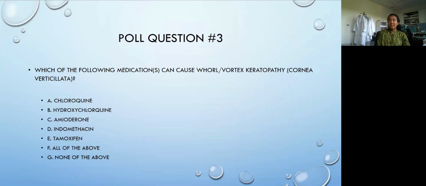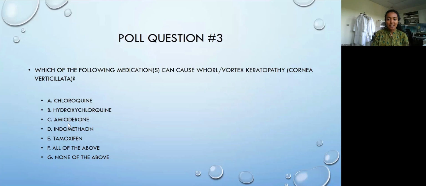So that brings us to the next poll question. Which of the following medications can cause whorl or vortex keratopathy or corneal verticillata? Is it A, chloroquine, B, hydroxychloroquine, C, amiodarone, D, indomethacin, E, tamoxifen? Is it all of the above, or G, none of the above? All right, all of the above is the correct answer, and we'll go over a mnemonic so you can remember these drugs.